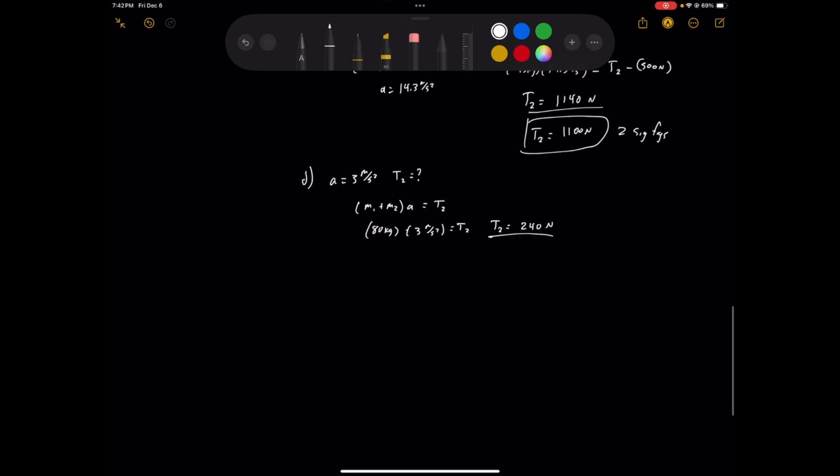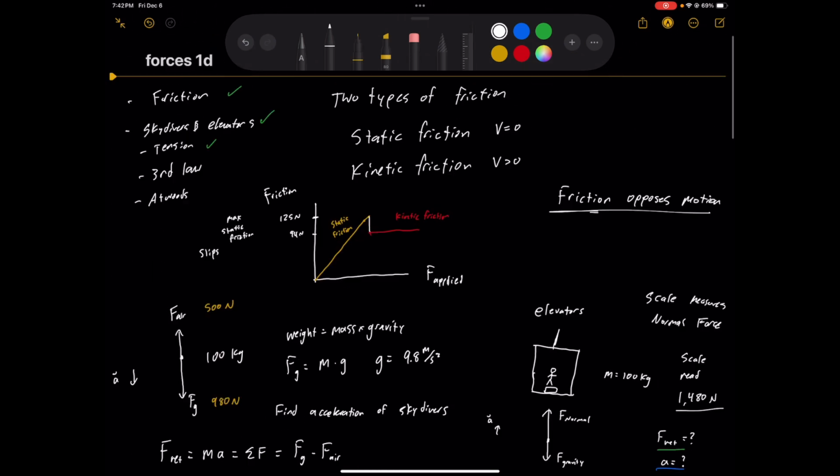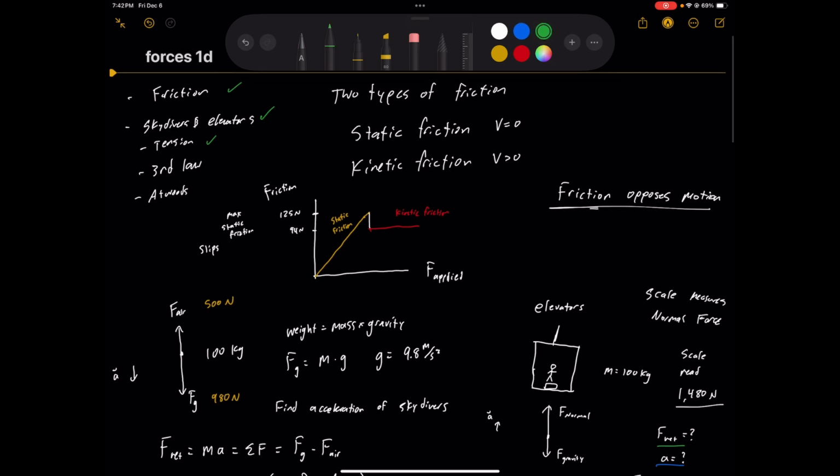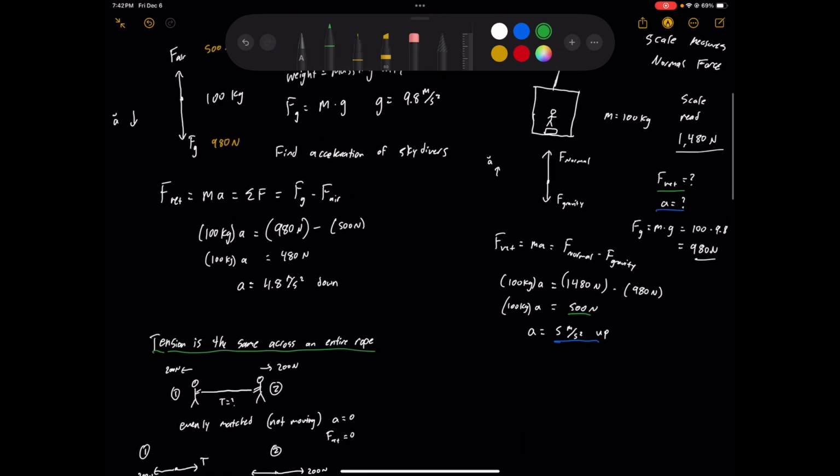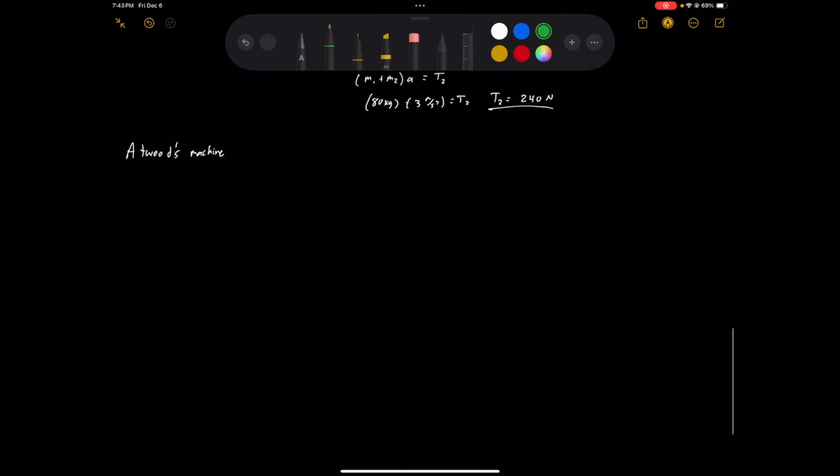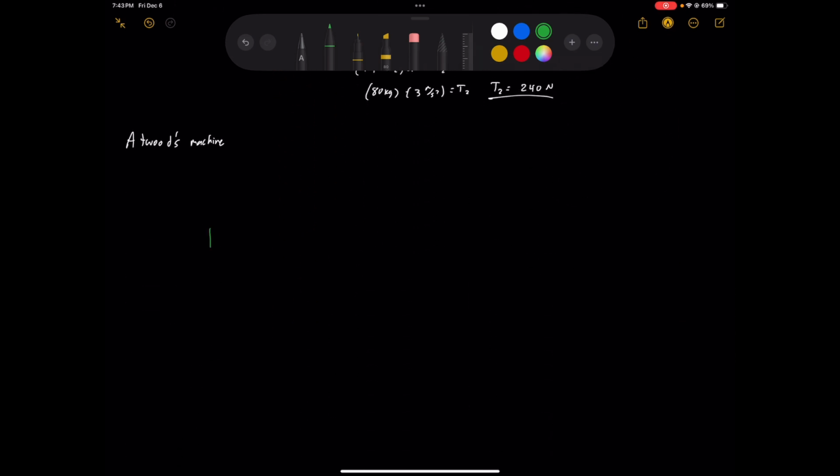Now, finally, let's look at an Atwood's machine example. So Atwood's machine. All right, so almost there. Very last example, we took care of third law and looking at some specific examples where there's more than one object, basically, right? Atwood's machine is similar, right? You have multiple objects and there's a tension in between the two objects. So let's just set it up. There's going to be a question like this.